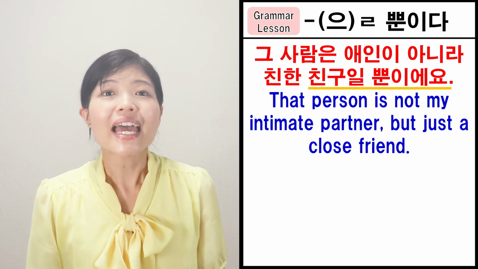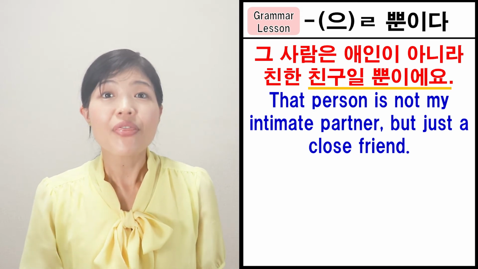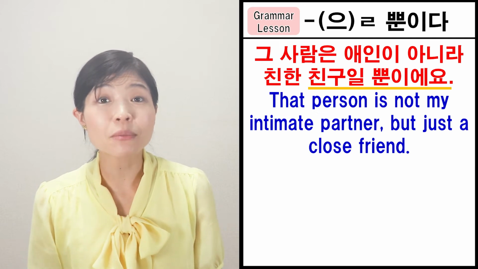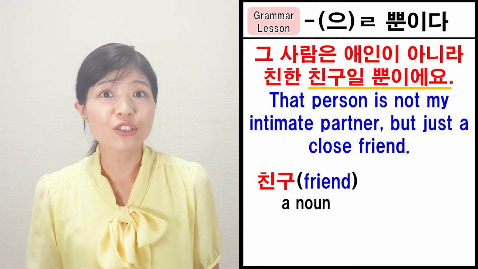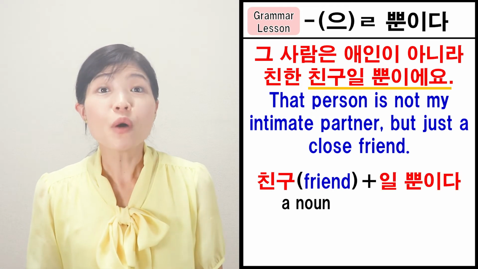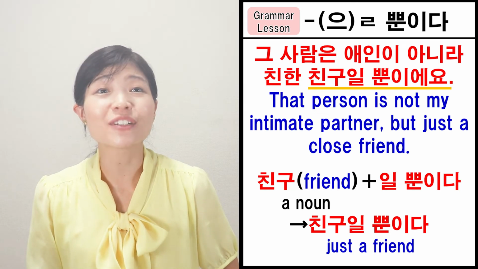그 사람은 애인이 아니라 친한 친구일 뿐이에요. That person is not my intimate partner, but just a close friend. Here, since 친구, a friend, is a noun, you attach 일 뿐이다 to make 친구일 뿐이다, just a friend.